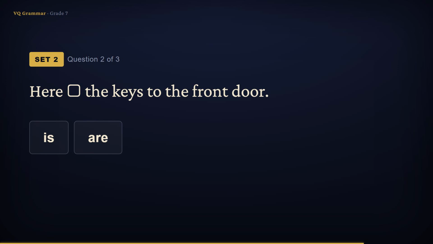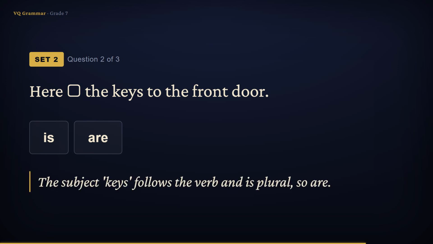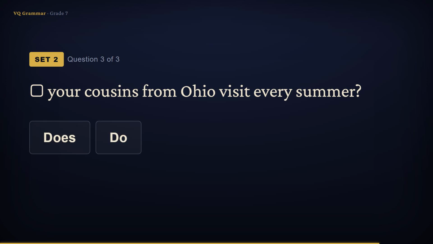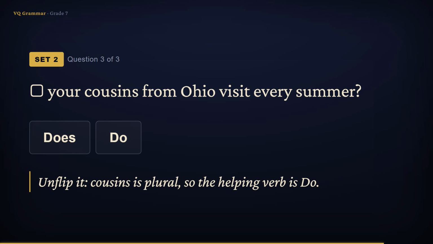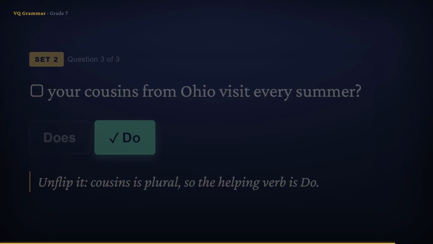Here blank the keys to the front door. The word here is never the subject, so jump past the verb. The subject is keys, and keys is plural, so the verb is are. So the answer is are. Blank your cousins from Ohio visit every summer. This is a question, so unflip it. Your cousins do visit. The subject is cousins, more than one, so the helping verb is do, not does. So the answer is do.